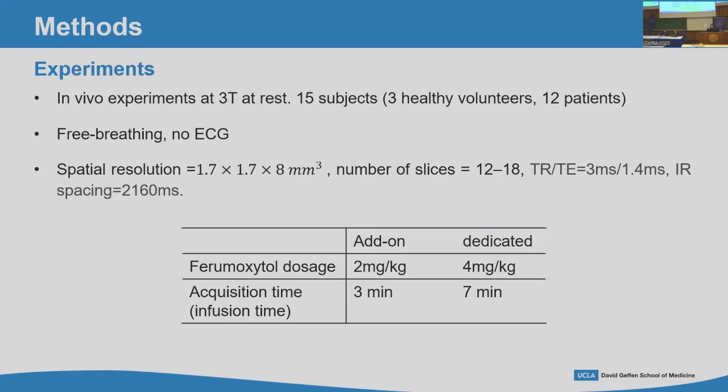So we did in vivo experiments at 3T at rest, in 15 subjects during slow infusion of ferumoxytol. The spatial resolution is 1.7 by 1.7 by 8 millimeters. We first did some add-on 3-minute scans with 2 milligram ferumoxytol, and then dedicated 7-minute scans with 4 milligram ferumoxytol.